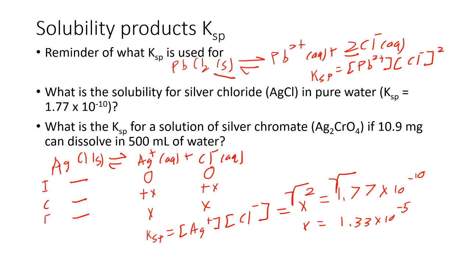I, C, E. Because it was BAAs where we worked in moles. For our ice tables, we worked in molarities. So X, in this case, is going to be what's the molarity of AgCl that can dissolve. And 1.33 times 10 to the negative 5th molar can dissolve.